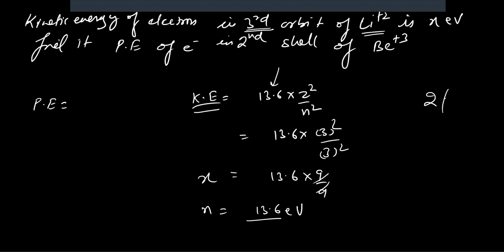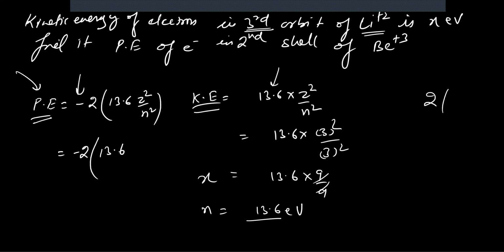Got it? Yes, sir. That's why we will write here minus 2 times 13.6 into Z square upon n square. So the potential energy is minus 2 times the kinetic energy, but with a negative sign. Got it? Then Z square for second shell with beryllium. Beryllium has atomic number 4. So write here 4 square upon the second shell. n is the number of the shell, so write here 2 square.